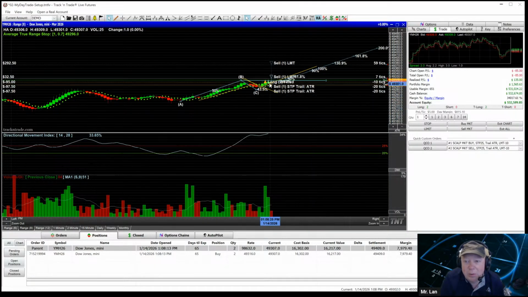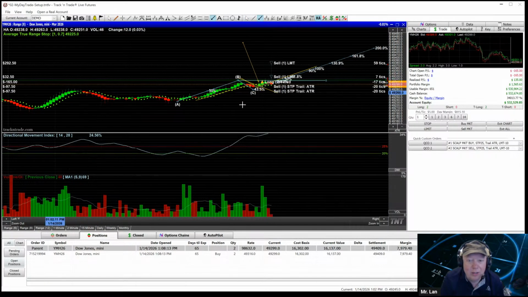Right now we've got two positions on. The market's not going anywhere. We got a bad feel because we waited. It would have been nicer to be down here where that little green dot is. Now I've got this kind of squished down.